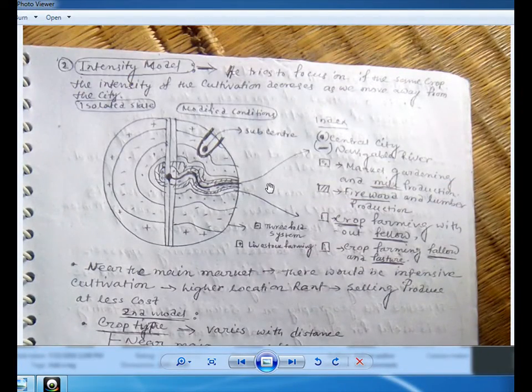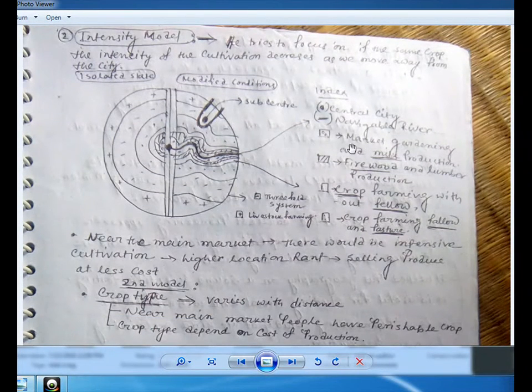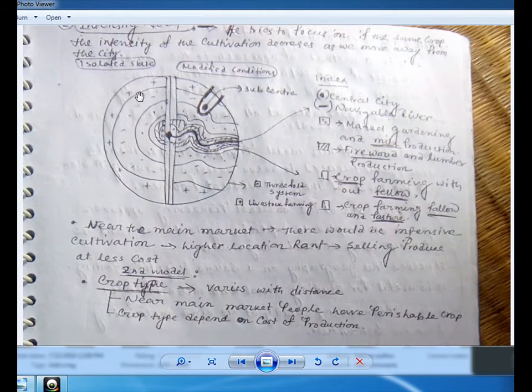In the intensity model, he tries to focus on the same crop, where the intensity of cultivation decreases as we move away from the city. The isolated state is important, with modified conditions. Here you can see the sub center and the central city. The symbol here is a navigable river, this black spot, and market gardening along the river area.